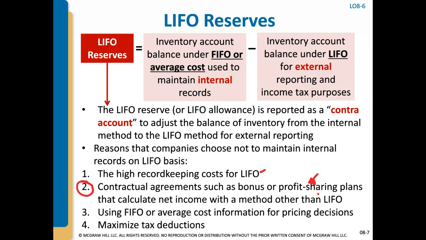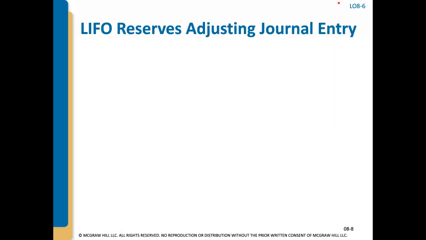So what happens is internally your inventory is based on FIFO, and externally you have to report on LIFO. And in times of rising costs, under FIFO, your inventory is higher than what it is under LIFO. And you have to go from your FIFO amount to your LIFO amount. And that's done via a LIFO reserve account. So we're going to go through an example, and I think it'll make more sense.